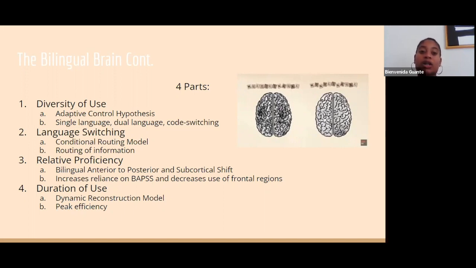There's a second part, which is language switching, which is the conditional routing model, which is the routing of information. The relative proficiency of bilingualism happens in the bilingual anterior to posterior and subcortical shift, which increases the reliance on the BAPSS and decreases the frontal regions. And the last part of the brain is the duration of use, which is the peak of efficiency. And those are the four main parts of the brain that shows where bilingualism happens, but not the exact part where monolingualism and bilingualism separate.